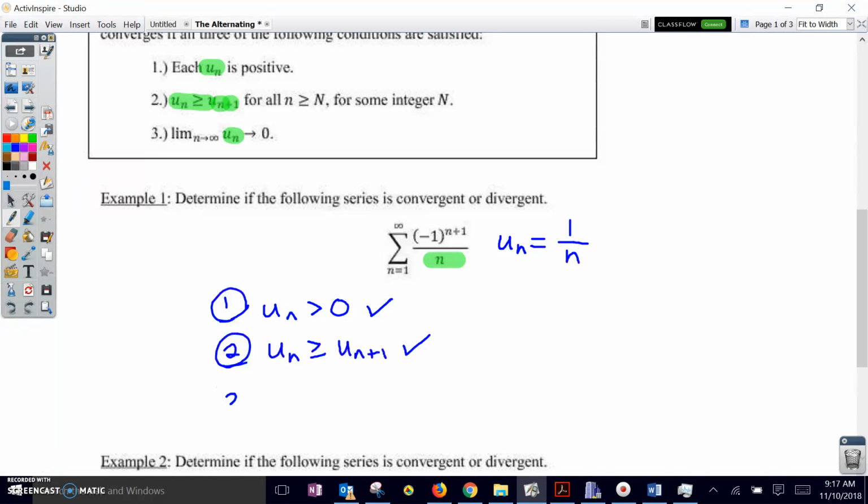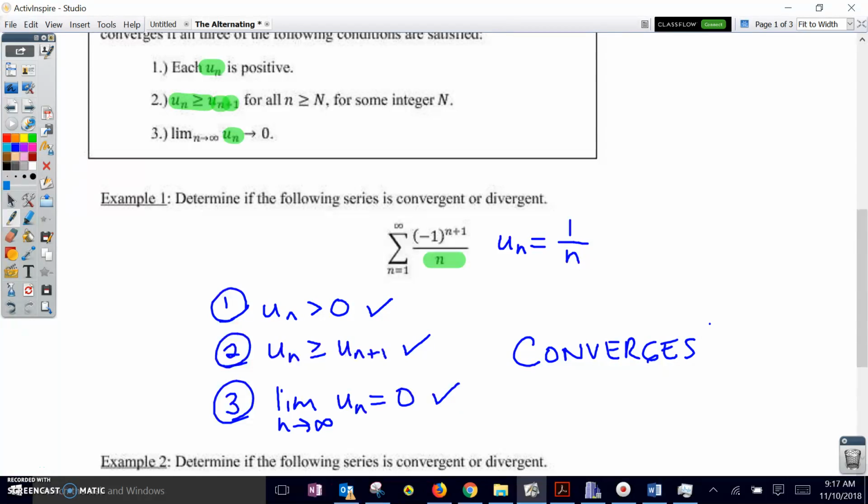And then the last part, does the limit as n goes to infinity of u sub n approach 0? And if we think about that for u sub n equals 1 over n, as n goes to infinity, u sub n indeed does approach 0. So we've passed all three terms in the checklist, and therefore this first series that we looked at converges.